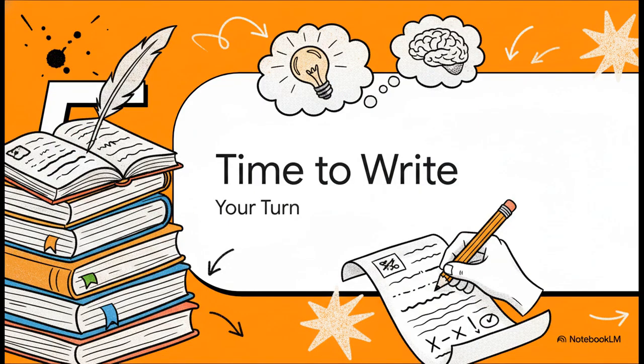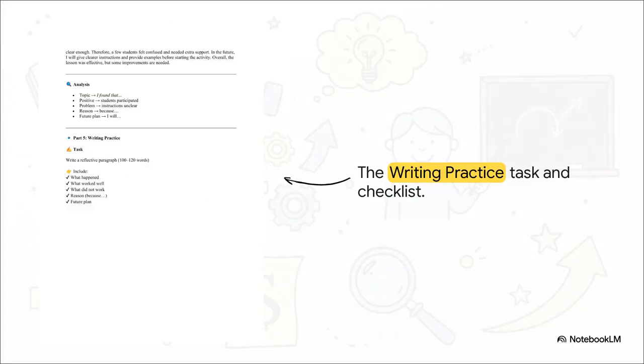Which brings us to our final step, Section 5, Time to Write. Now I am officially handing the reins over to you. Your challenge is to write a short, 100 to 120 word reflective paragraph about a recent lesson you taught. You've got an explicit checklist ready to go. Include what happened, what worked well, what didn't work, exactly why it didn't work using the word because, and finally, your future plan. Treat this checklist just like a recipe and you literally can't go wrong.